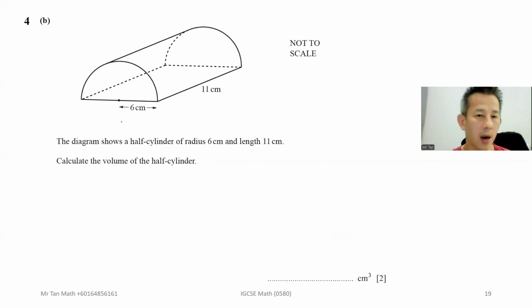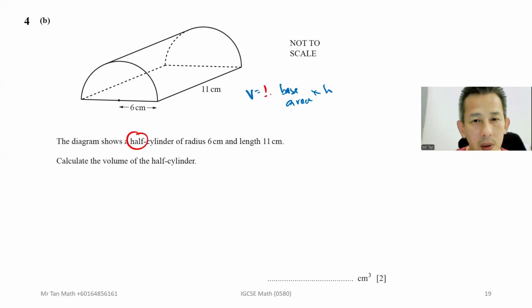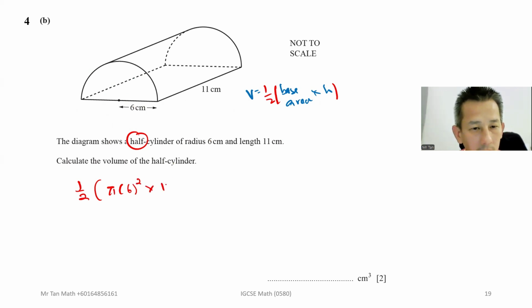Part B. The diagram shows a half cylinder of radius 6 and a length of 11. Calculate the volume. So volume is base area times the height. Since it's half, you just put half to everything here. So it's half of the base area, which is the area of a circle, pi 6 squared, times the height 11. You should get 622.04.